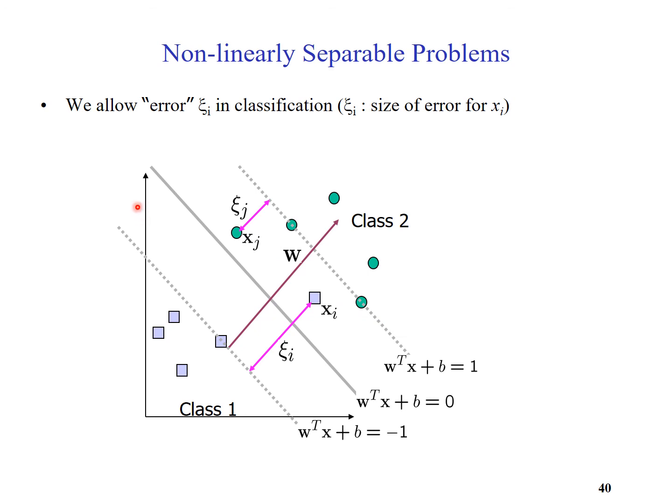So instead of drawing a line like this, we draw a line here, and if you have a large margin here and allow a little bit of error, that is much better than drawing a line like this. That's the advantage of using soft margin.